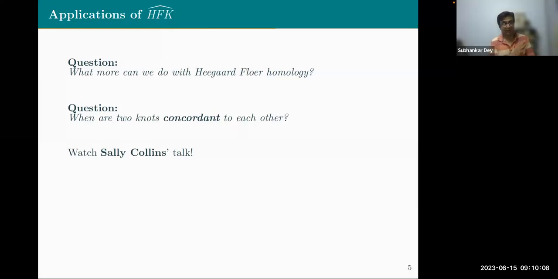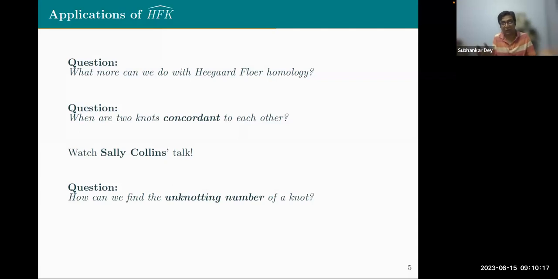Right. So that's actually a purely topological kind of thing. But if you like pictures better, you can ask what knot homology says about the unknotting number of a knot. It can be hard to calculate the unknotting number, but if you can calculate the knot homology of a knot, that may tell you a lot about the unknotting number of that knot.